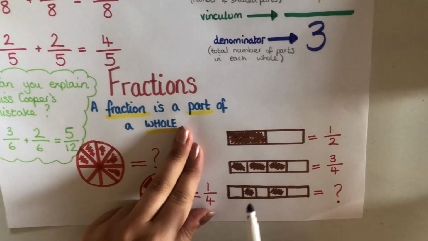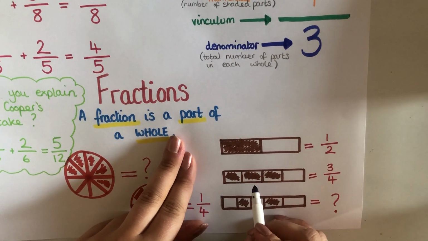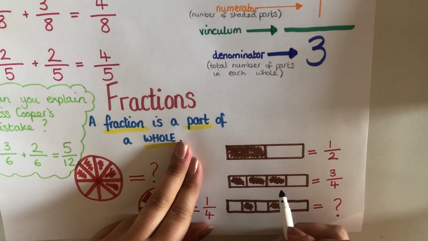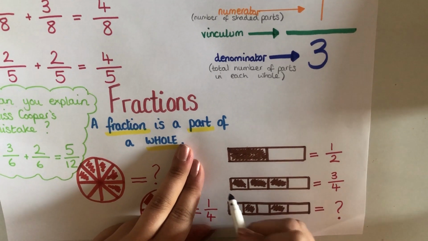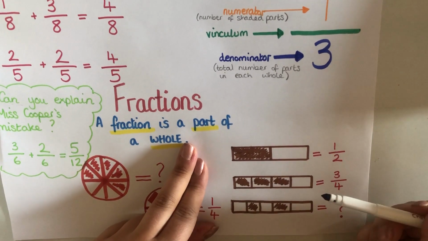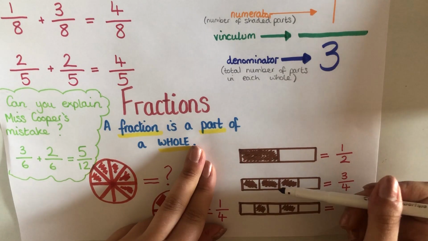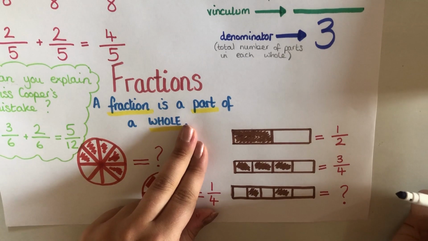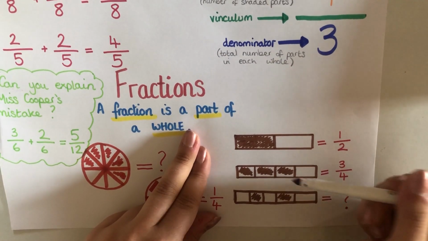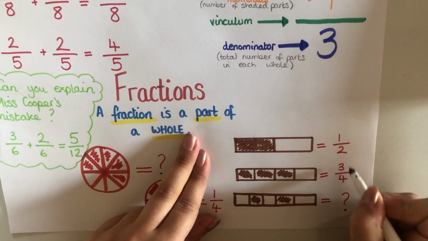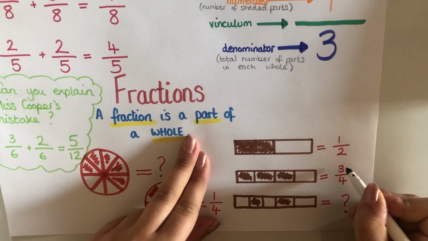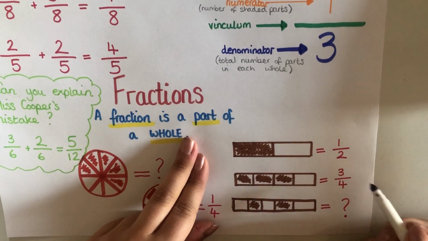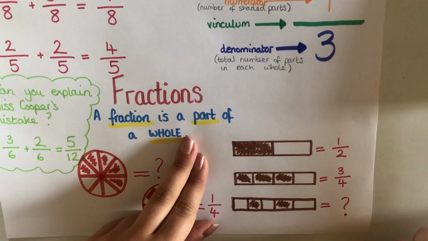Now if we go down here to my next one, I have 4 parts in my whole bar. So I have 4 equal parts that my whole bar is split into. So 1, 2, 3, 4 equal chunks. And how many parts are shaded in? 1, 2, 3. So I have 3 quarters, or 3/4, because there are 4 parts in the whole and 3 of them are shaded in, so it's 3/4.